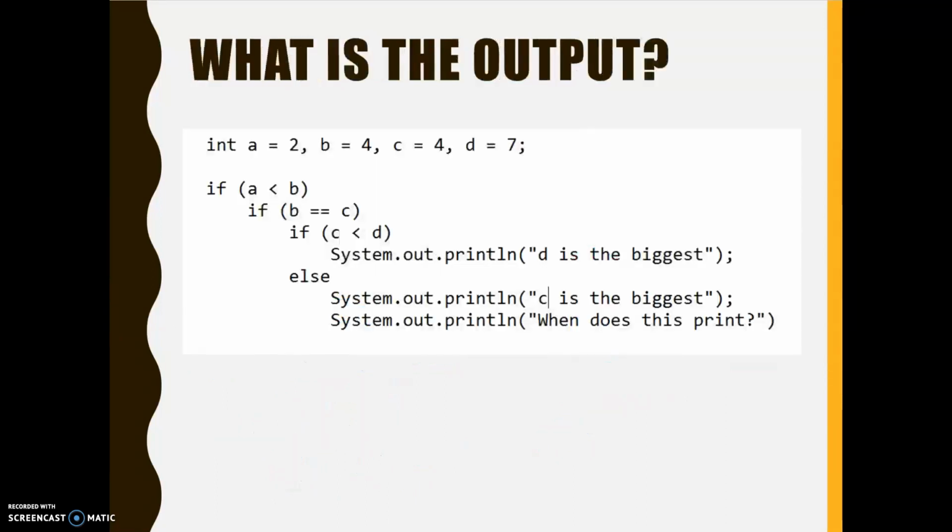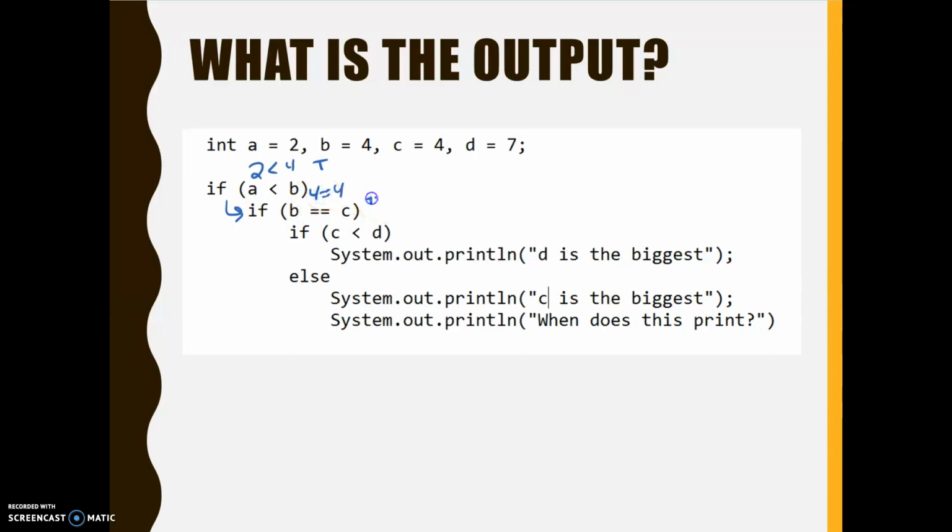All right. Go ahead and pause the video and trace out what you think the output is here. Okay, so in this problem, we're first going to see if A is less than B. So we will check 2 less than 4, and that is a true statement, so we enter this line. Then we check if B is equal to C, so does 4 equal 4?